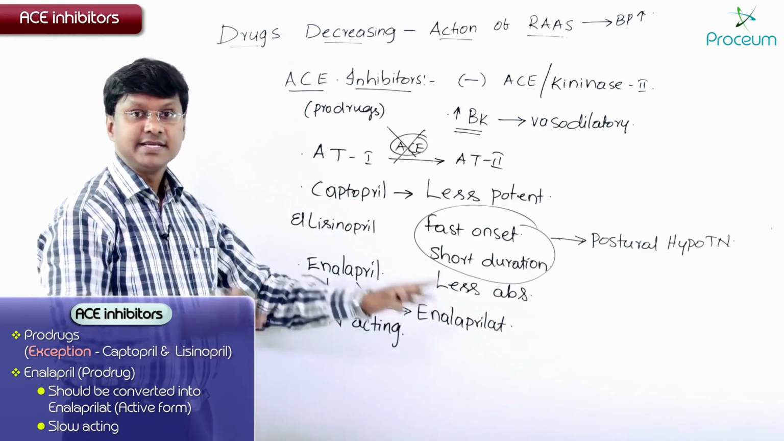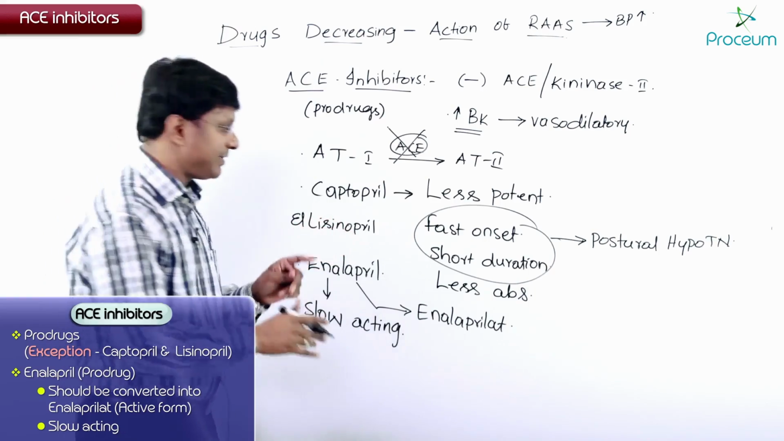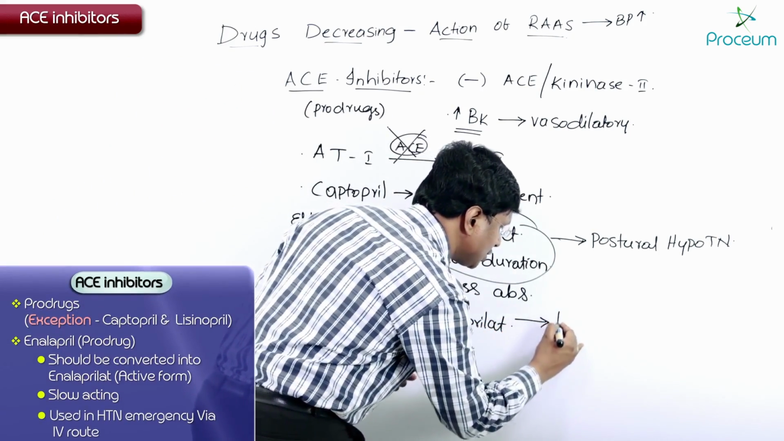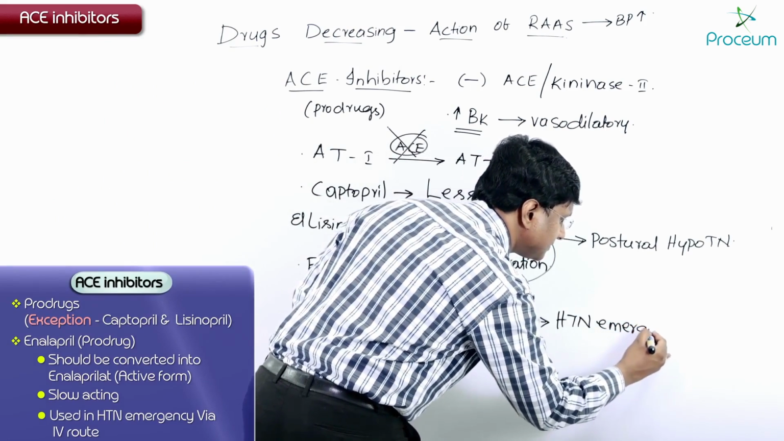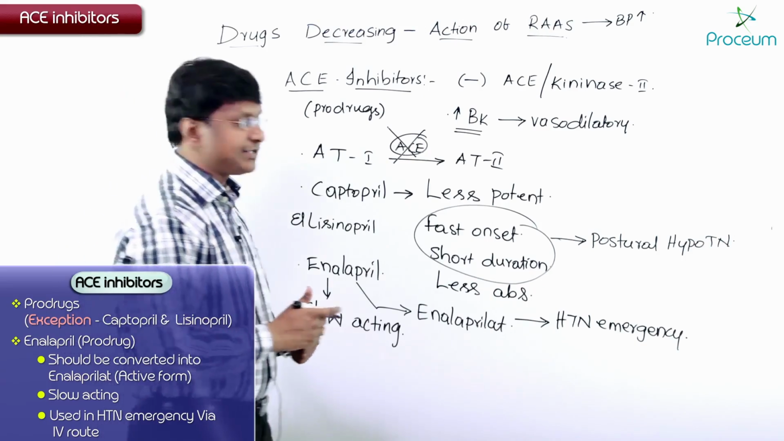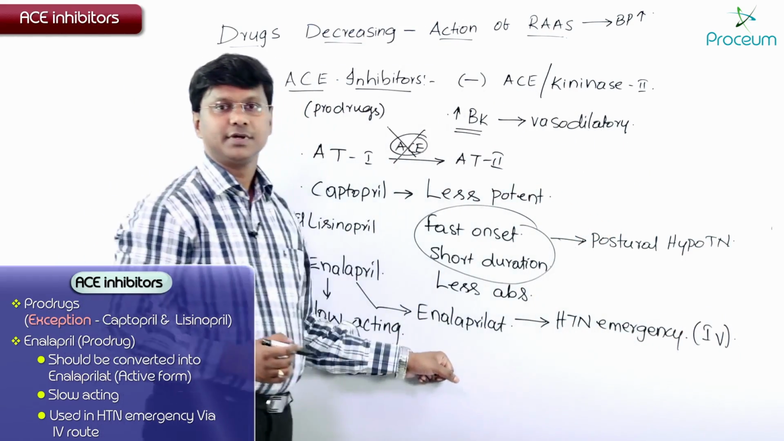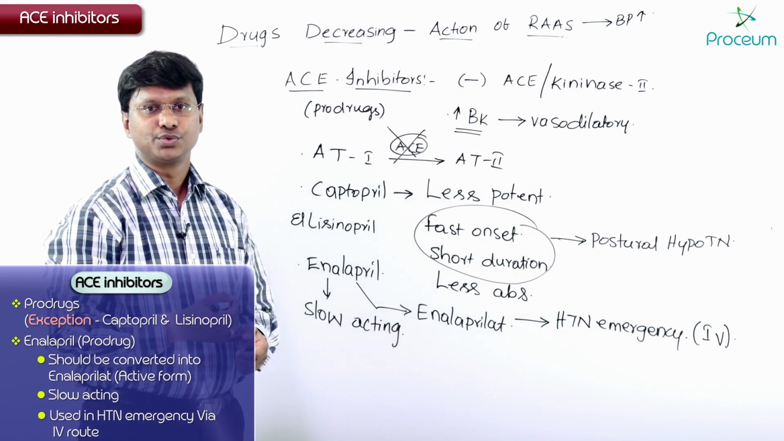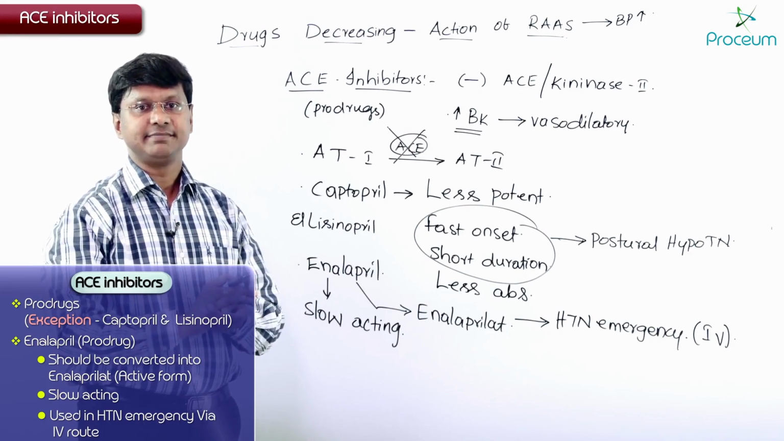Now, enalaprilate is available as a separate drug, and it is used in case of hypertensive emergencies via the intravenous route. Now, let me discuss the uses of ACE inhibitors.